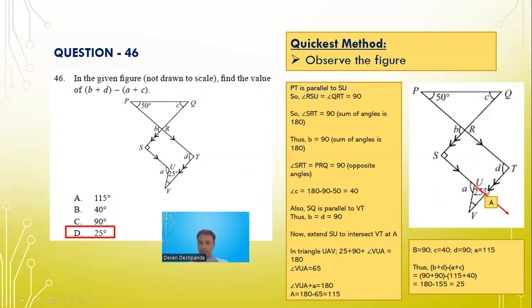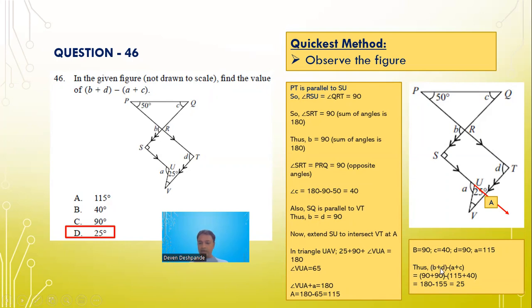And if this is 65, then what is angle A? Because 65 plus A is 180, isn't it? They are adjacent angles. 65 plus A is 180. So A is 180 minus 65, which is 115. So now you got everything. You got A, B, C, D, isn't it? So B is 90, C is 40, D is 90, and A is 115.